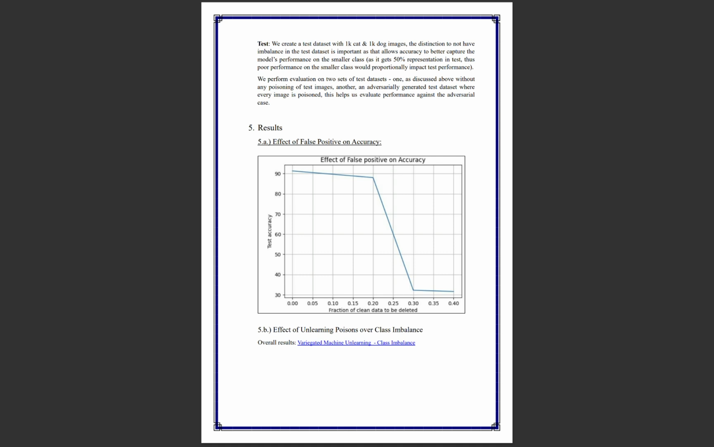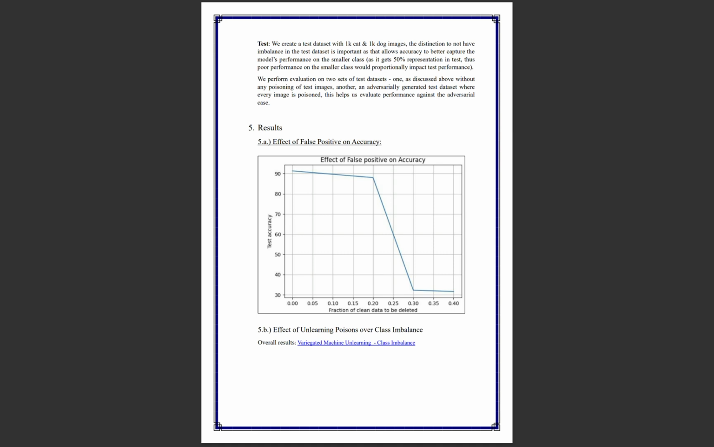We create a test dataset with 1000 cat and 1000 dog images. The decision not to have imbalance in the test dataset is important, as that allows accuracy to better capture the model's performance on the small class as well. As the smaller class gets a 50% representation in test, poor performance on the smaller class would proportionally impact test performance.